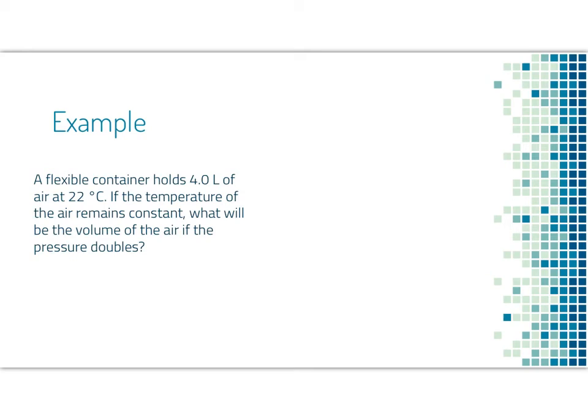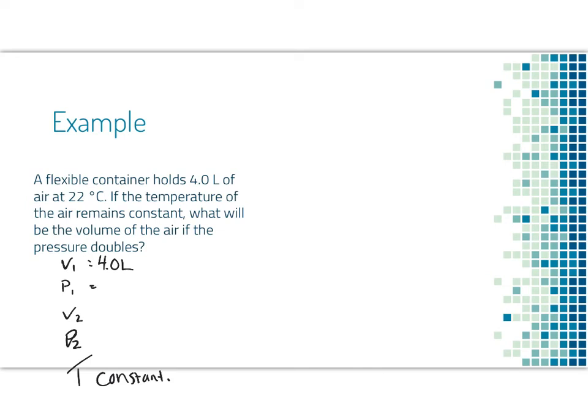Another example here: a flexible container holds 4 liters of air at 22 degrees Celsius. If the temperature of the air remains constant, so temperature doesn't change, what will be the volume of the air if the pressure doubles? You can see that we were given a little bit of information. Let's list out what we know: V1, P1, V2, P2. So V1 was 4 liters, and the temperature is 22 degrees Celsius. It says it remains constant, so T is constant.